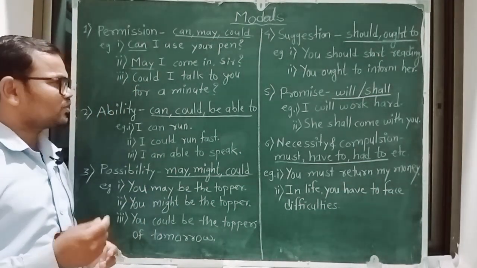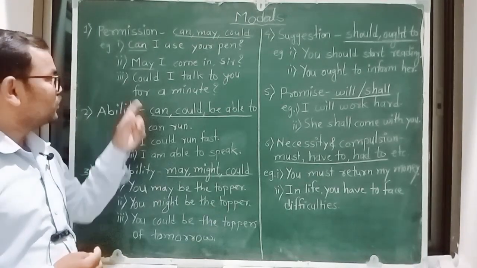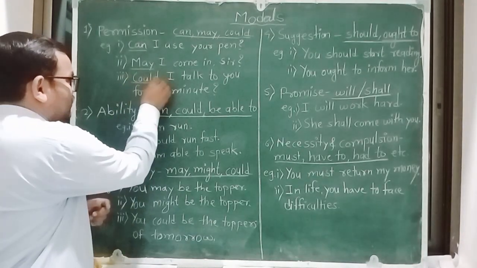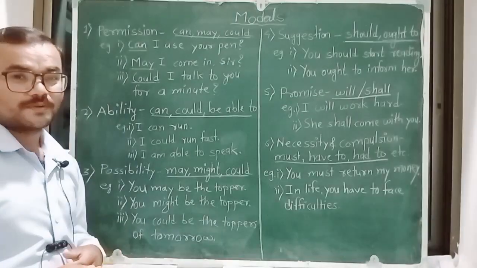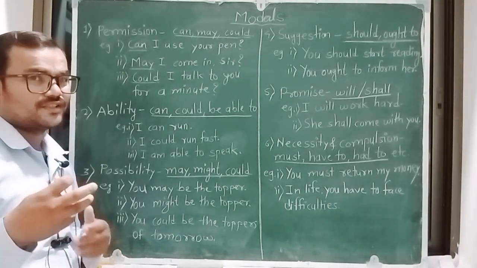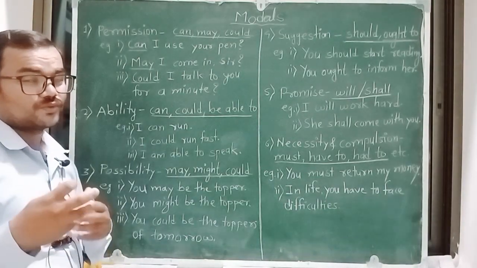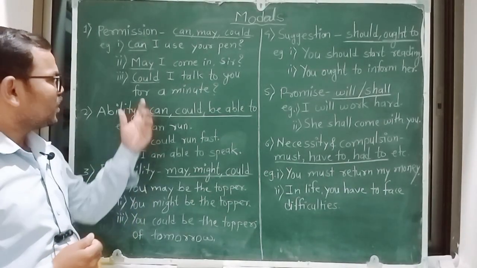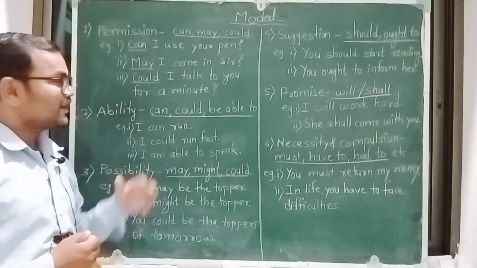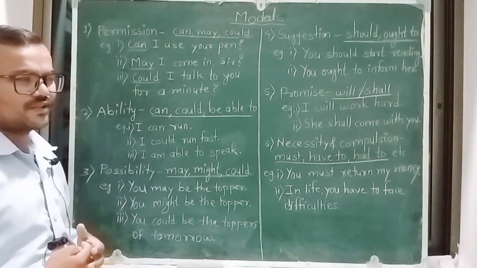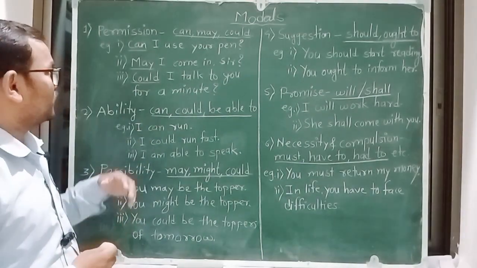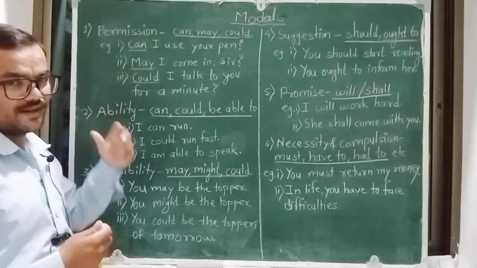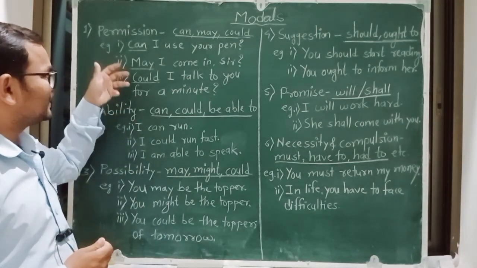The third example is, "Could I talk to you for a minute?" Over here, could is also a modal auxiliary which is used to seek permission. This is a kind of modal auxiliary which is more polite than may. So these are the three modal auxiliaries which are used to express permission.